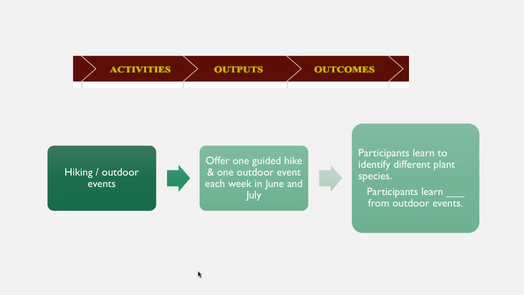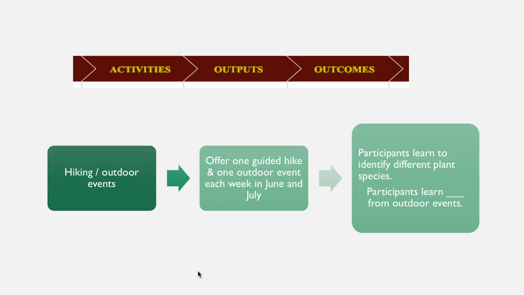In one of them, the activities were listed as hiking and an outdoor event. The output is what results from that: we're going to offer one guided hike and one outdoor event each week in June and July. Because we want to be able to go back and measure if we've done this or not in our program.